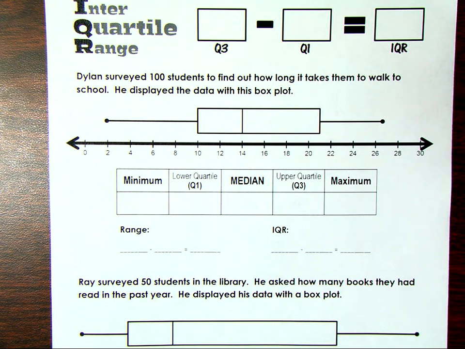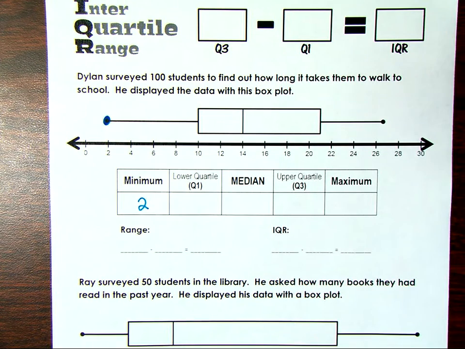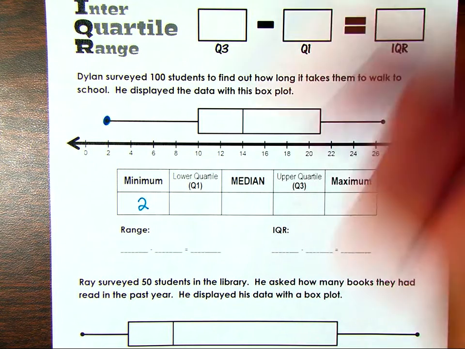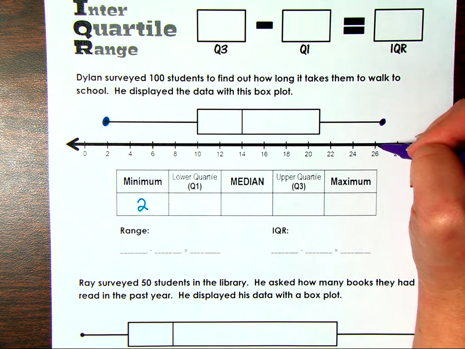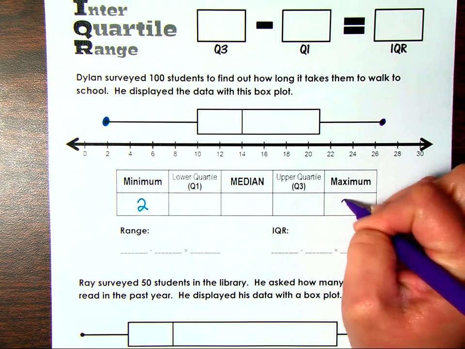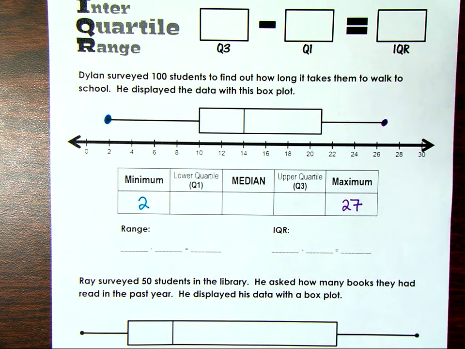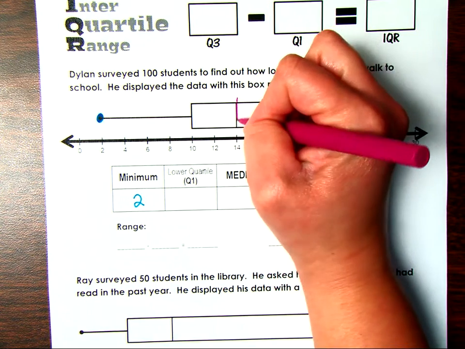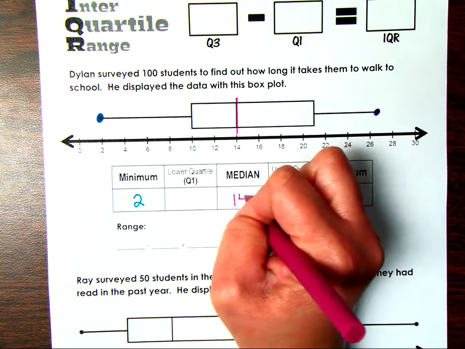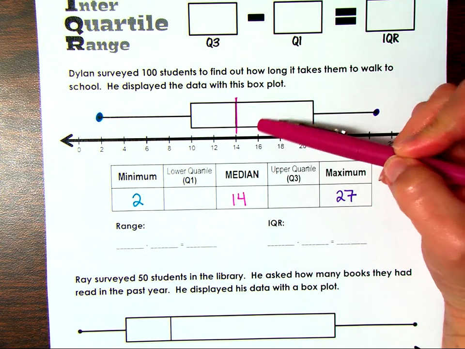Okay? So the minimum is your lowest number, which was 2. Your maximum is going to be your highest number, and it looks a little bit above 26. Let's try to be a little bit more in the middle. Let's say the maximum was 27. Okay, so it's in the middle of that 26 and 28. Then the median, I'm going to do a different color right here, I'm going to do the median right here, is 14. So that median is always represented in the box plot by the line that's in that box.